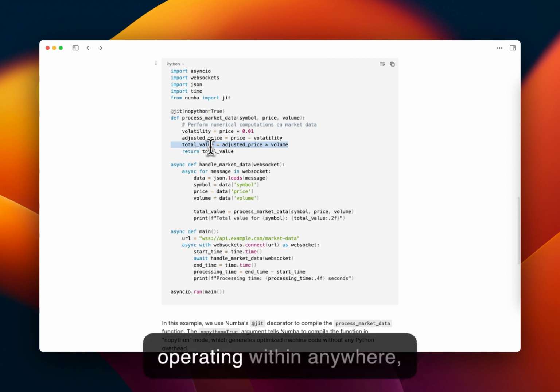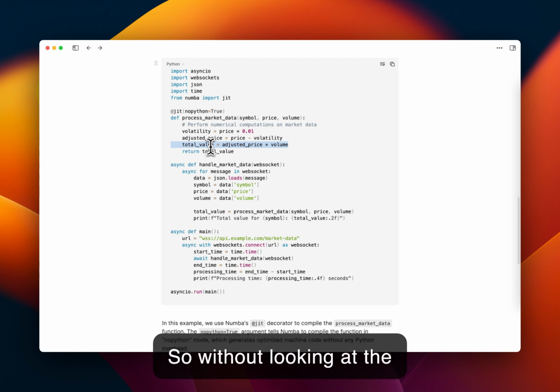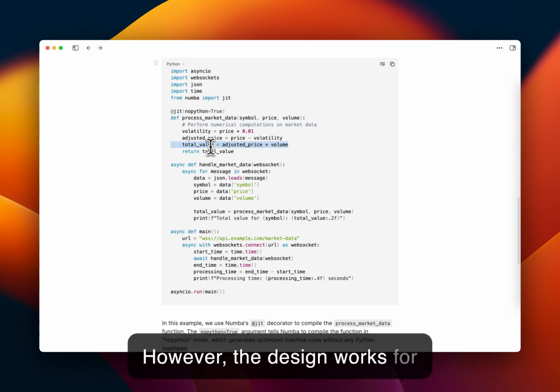So if you are operating within anywhere, hopefully within 1 second to 3 second to 5 second, 15 second, I'm very confident that 15 second, 5 second code you should be able to work out with this strategy and your code should finish. Now when you go smaller than 5 seconds, it really depends on the amount of data that you're fetching and throwing it here. So without looking at the volume of the data processed in one single batch, it's very difficult to comment. However, the design works for single second or 3 second data also.